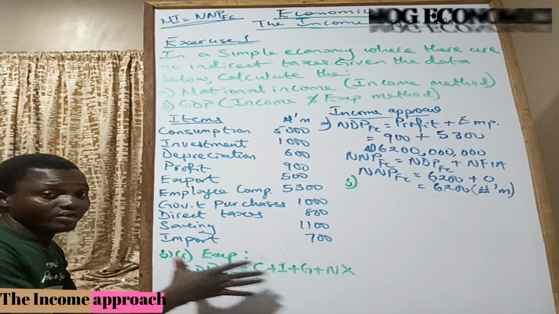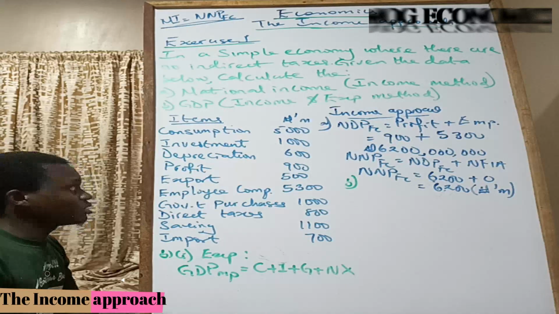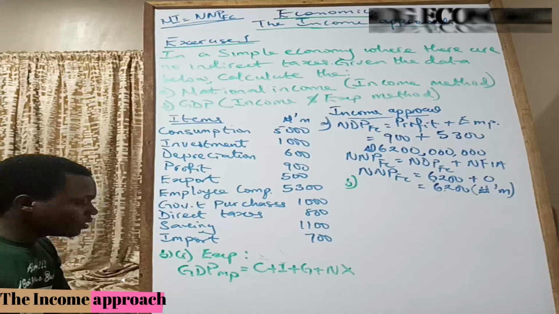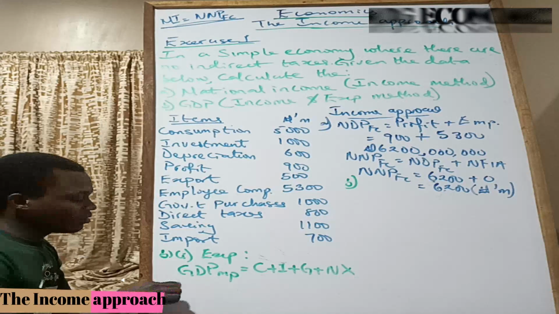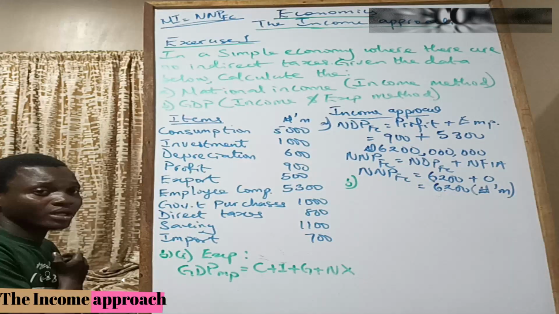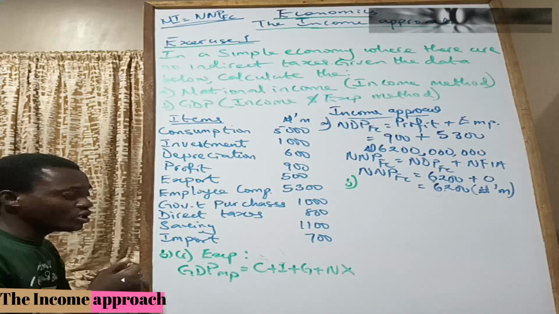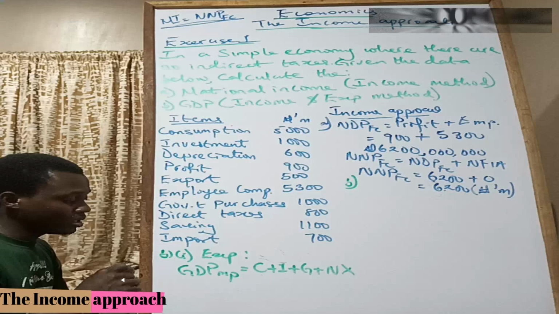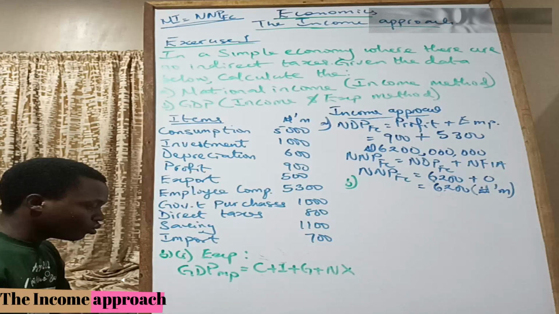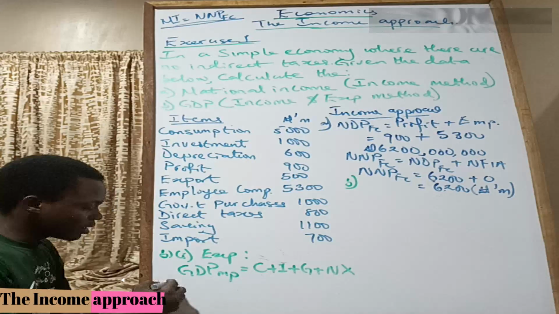So I want to believe that you're very familiar with this. Of course, before even getting into the income approach, you would have been taught the expenditure approach. What you just need to know is that using the income approach, when you sum your incomes, you are getting NDP at factor cost. But using the expenditure approach, you are going to be getting GDP at market price. So let's find out what our GDP at market price is.